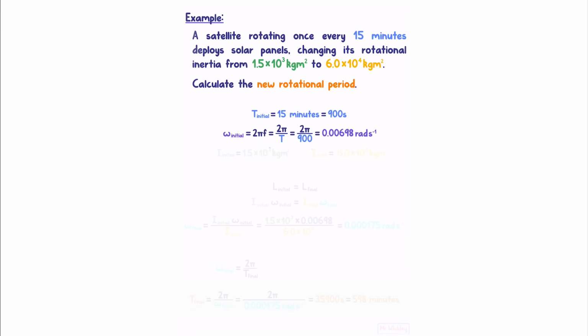The question also gives us the initial and final rotational inertias. To find our new rotational period, we can assume that there are no external torques, which allows us to write that the initial angular momentum is equal to the final angular momentum.